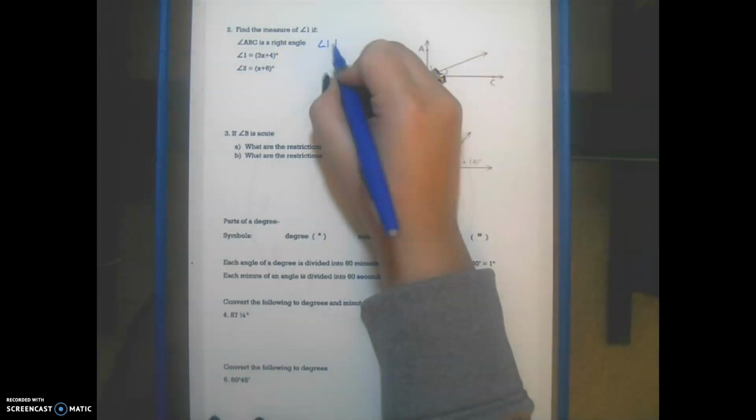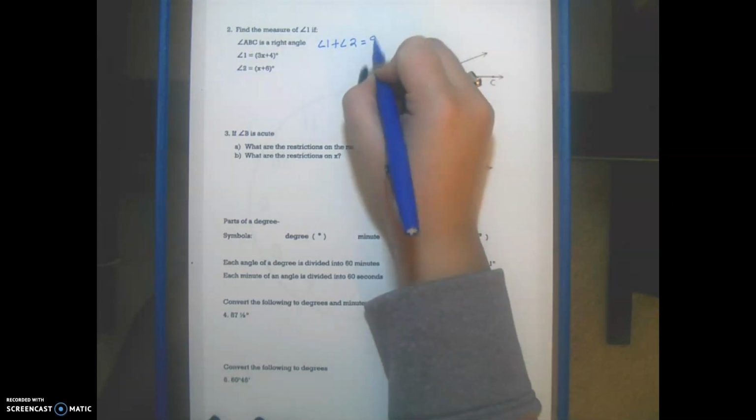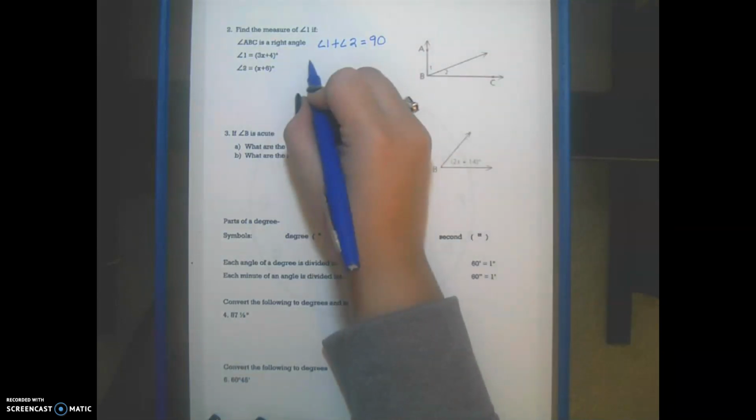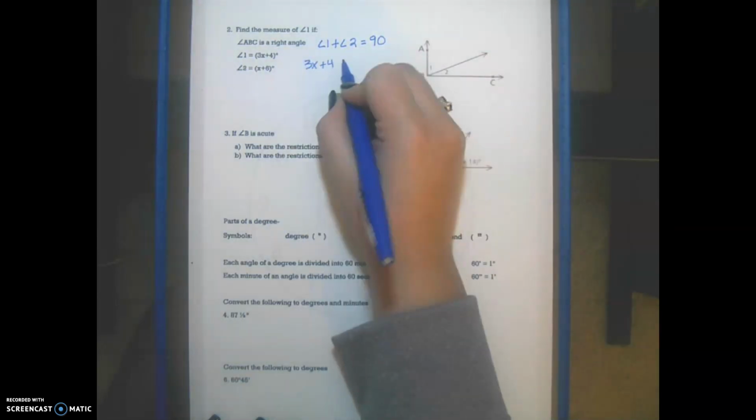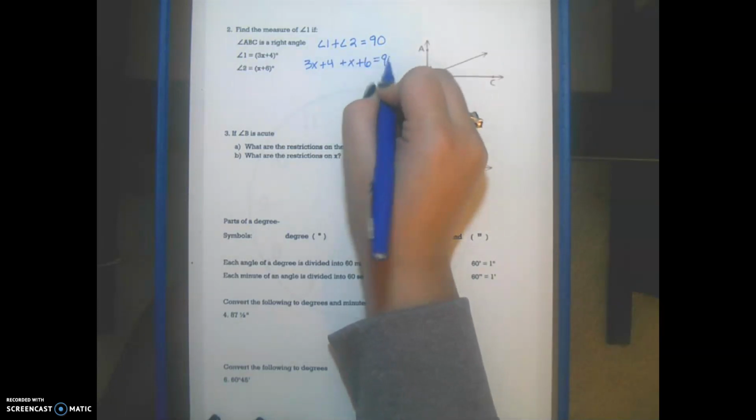All right, let's go on to our next page. Problem number 2. I want to find the measure of angle 1 if angle ABC is a right angle and angle 1 is equal to 3x plus 4 and angle 2 is equal to x plus 6. So remember, a right angle is one that's equal to 90 degrees. So that means that angle 1 plus angle 2 is equal to 90 degrees. So now I can plug in these expressions for angle 1 and angle 2. So we have 3x plus 4 and x plus 6 add up to 90 degrees.